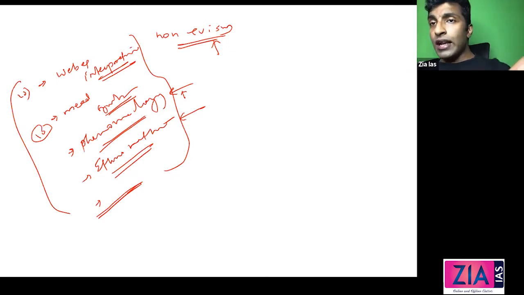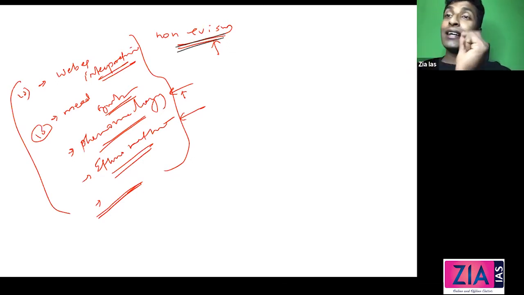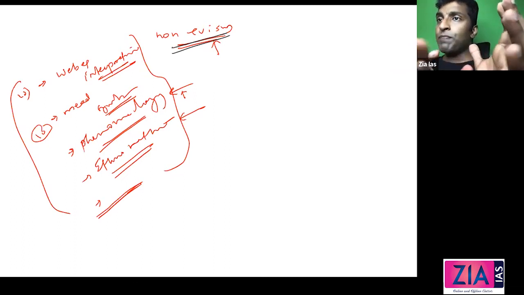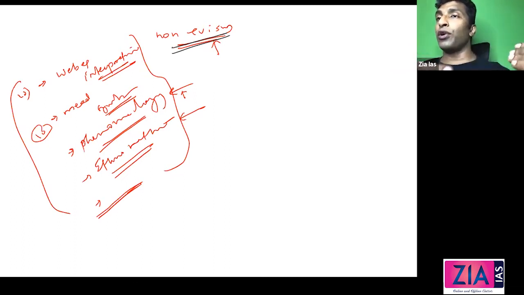Suppose they're asking you non-positivism as a critique to positivism, what you need to write is: sociology emerged, and in the beginning sociology followed an approach similar to natural science, which was related to the positivist approach, and the main elements of positivism were these.